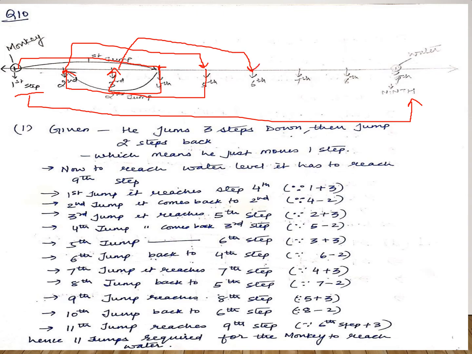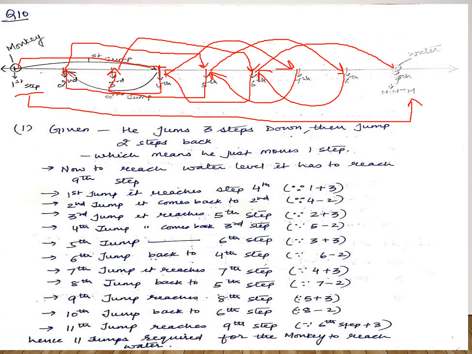In sixth jump 6 minus 2, fourth step. In seventh jump, in eighth, in ninth, in tenth, and finally in 11th, again 3 steps. 6 plus 3 is 9. As soon as it reaches ninth, does it require to come back? No. This time his work is done because he has reached the ninth step. Now it can drink water easily.